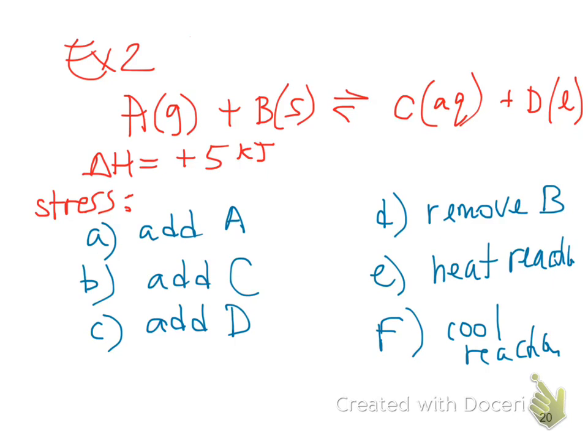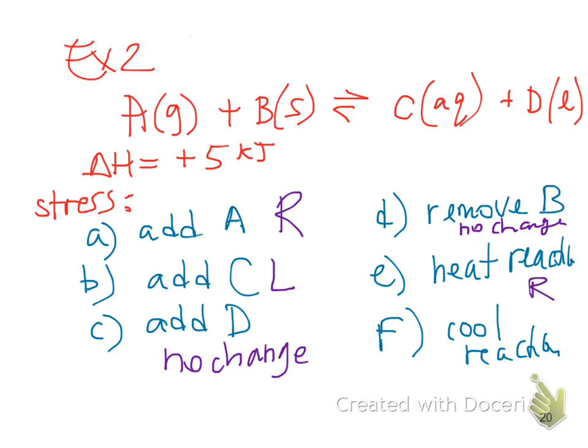Add A. Which direction of shift? Right. To the right. Add C. Left. Add D. No change. Why? Because it's a solid. No, D is not a solid. D is a liquid. Liquids and solids undergo no change. How about removing B? No change. Heating the reaction. To the right. And cooling the reaction? To the left. Check.